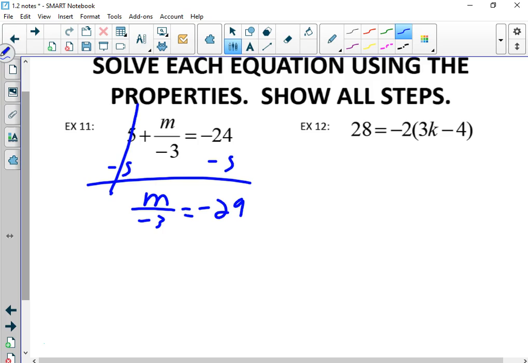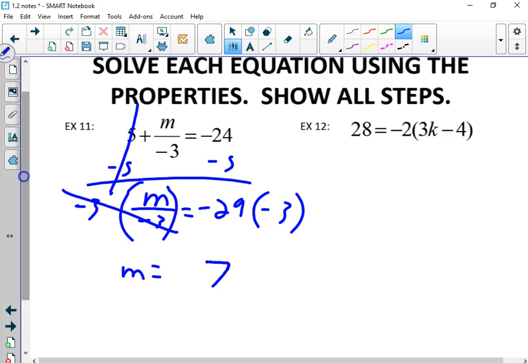Now we undo division by multiplying. Careful here. What do we multiply by? Not that hard. Find your variable. M. What's happening? It's being divided by -3. We undo division by multiplication. If it's divided by -3, we multiply by -3, which cancels. Over here, -3, which is going to lead me to a positive answer.